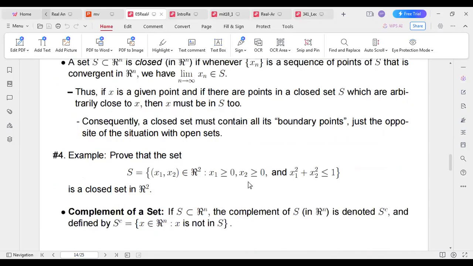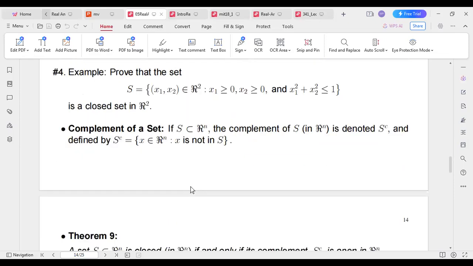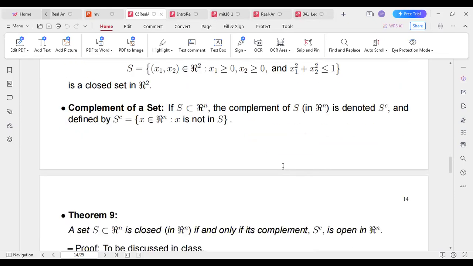For example, the set S of (x1, x2) belonging to R squared, where x1 and x2 are non-negative. In that case, this circle with radius 1 and center (0, 0) is a closed set in R squared. Now, the complement of a set, you must know, is the set of points which are not contained in S.